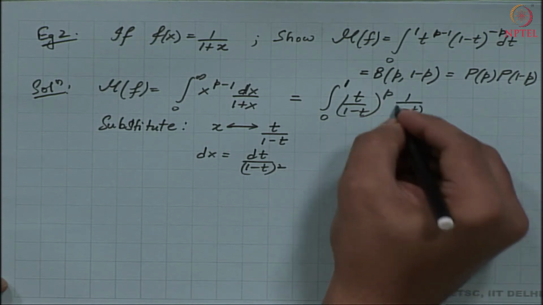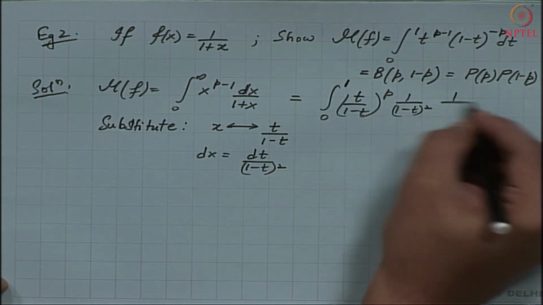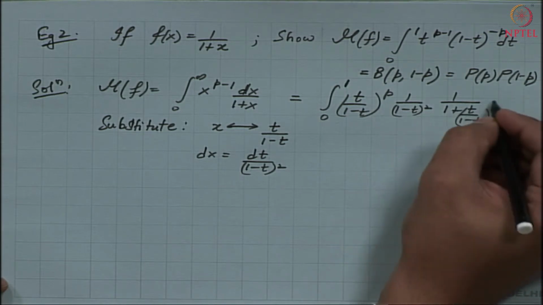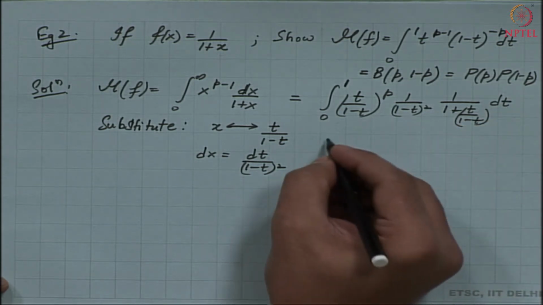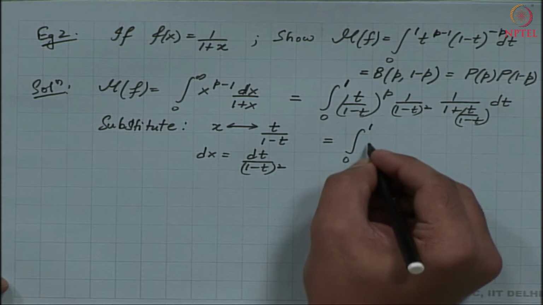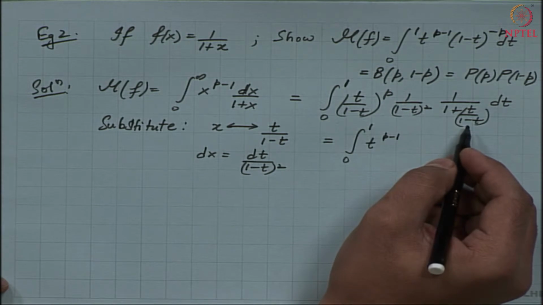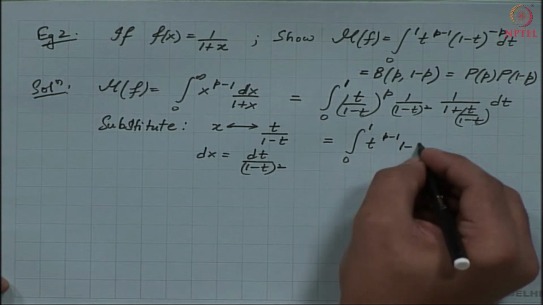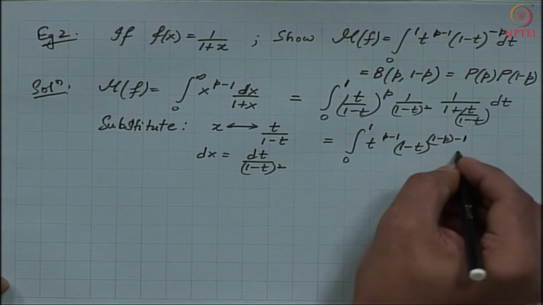1 minus t square times 1 by 1 plus x. So, 1 by 1 plus t by 1 minus t. So, that is my 1 by 1 plus x dt. Okay. So, after all the substitution I am going to get the following expression. I am going to get integral 0 to 1 t to the power p minus 1. So, that is t times another t that comes out, and times 1 minus t to the power, let me just rewrite this as 1 minus p minus 1 dt.